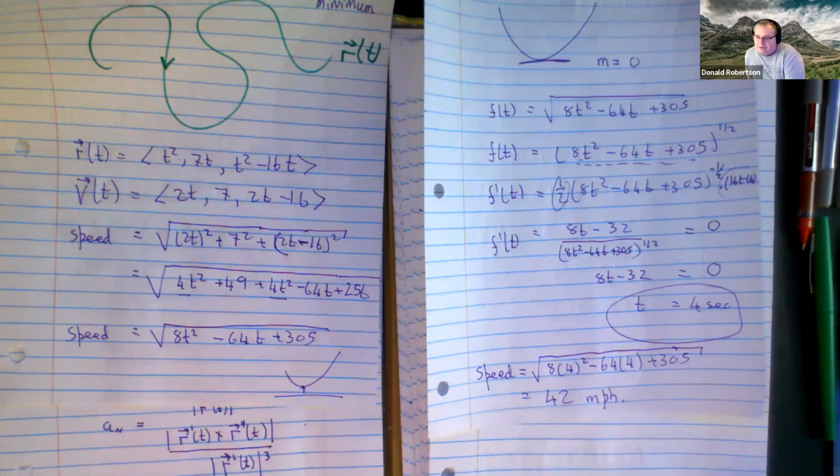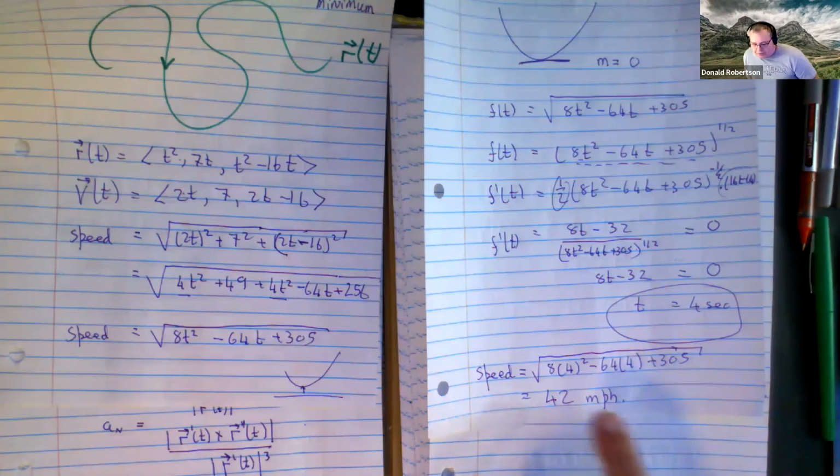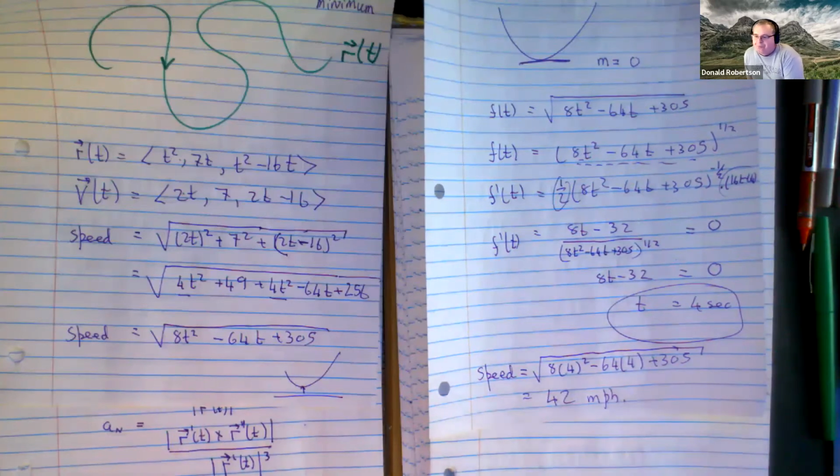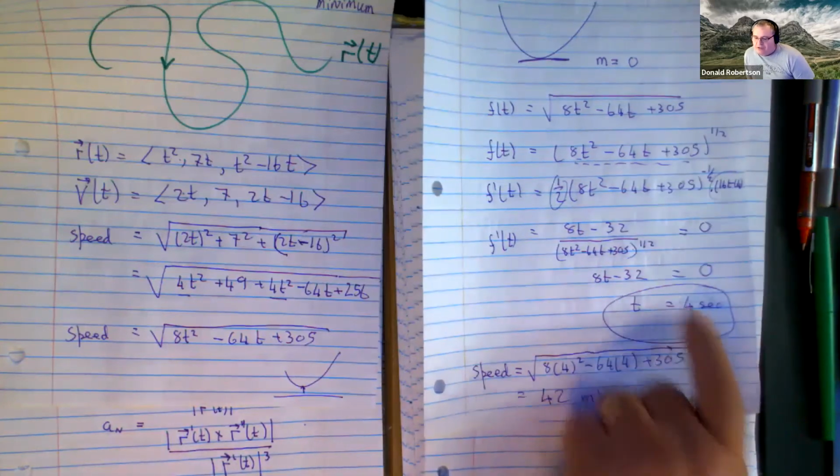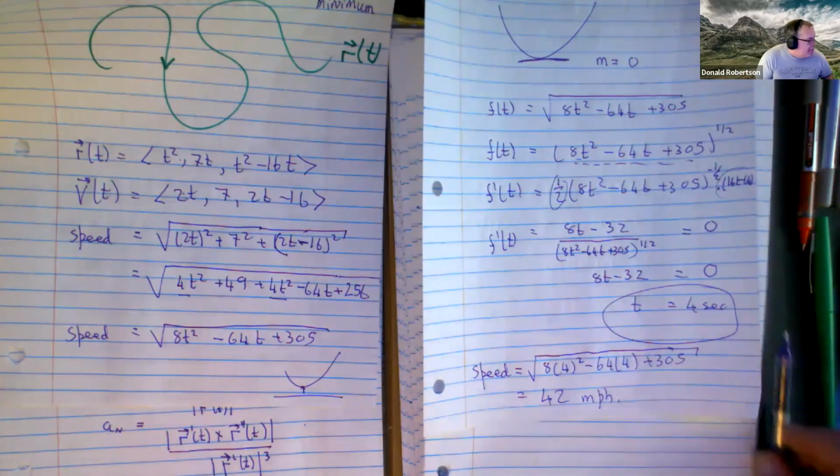Right? So as you're traveling along that roller coaster, you might go pretty fast, but you'll never go slower than 42. And that's what we've just found out. Right? The time it takes to do the minimum.